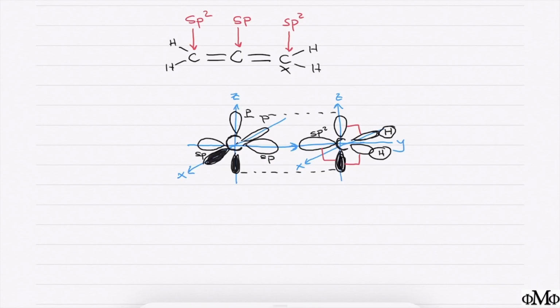We've done one side. Let's do the other side. So, we're going to extend the diagram this way. And we're going to put another z-axis right here, and another x-axis right here. And we're going to then throw in that second carbon, or the carbon on the left.